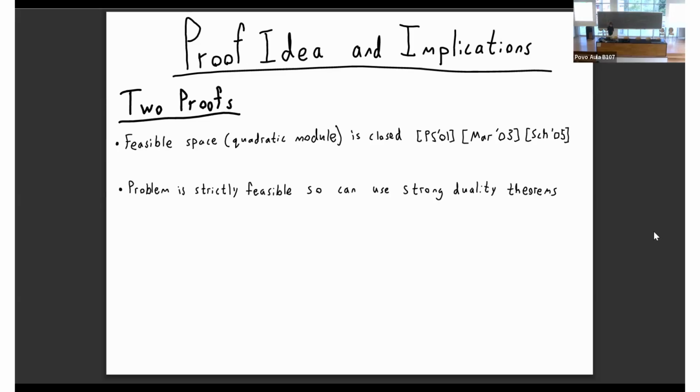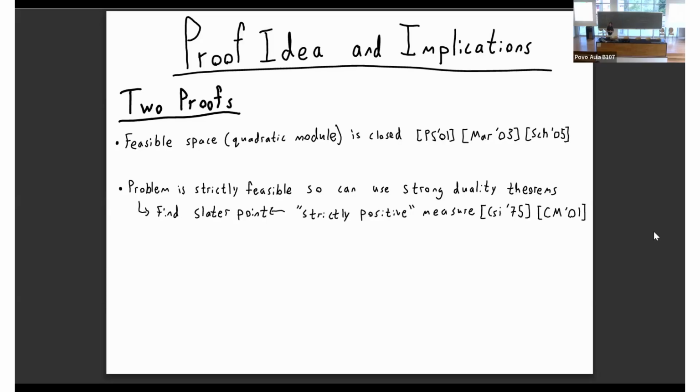Then there's also another way of showing that both sides will be attained. And this is using more classical optimization techniques of strong duality. Showing that it's strictly feasible amounts to finding a Slater point, or maybe people call it some other things in different fields, but this is something like a strictly positive measure for the moment problem. And for this, we used some results. I always mispronounce this person's name. Okay, maybe I'll just not do that.